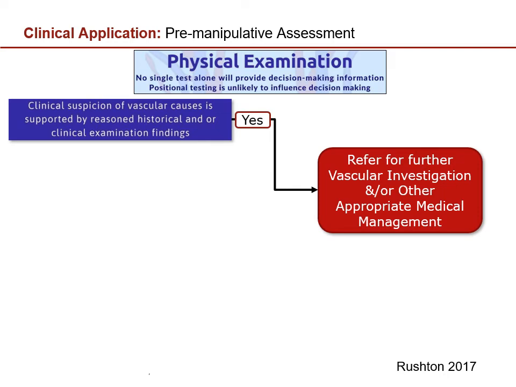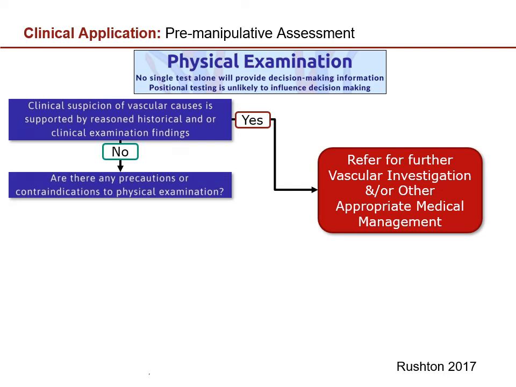And if yes, then it may be appropriate to even halt the assessment at this time point and refer for further vascular investigation. If no, are there any precautions or contraindications to proceeding any further? Like, is this person in a state where they can't otherwise tolerate it, or potentially there'd be further harm even with the conduction of the physical exam? If yes, your actions are the same.